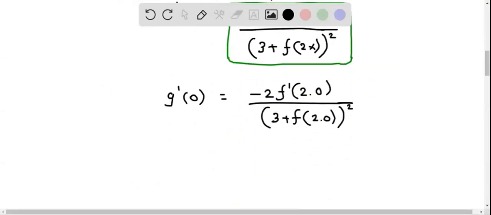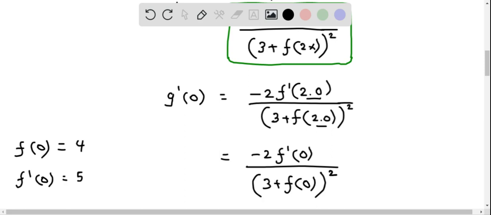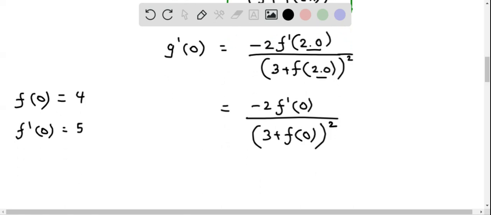Now we will use the given information, that is f of 0 equals 4. I'm going to copy it here. We are given f of 0 equals 4, and f prime of 0 is given as 5. So 2 times 0 is 0. So this becomes negative 2 times f prime of 0, divided by 3 plus 2 times 0 is 0, so this becomes f of 0, and this is quantity squared. So we have simplified this g prime of 0.